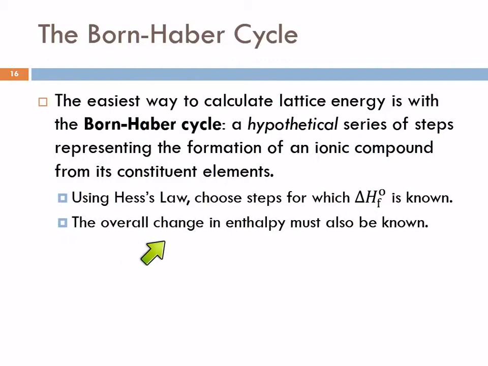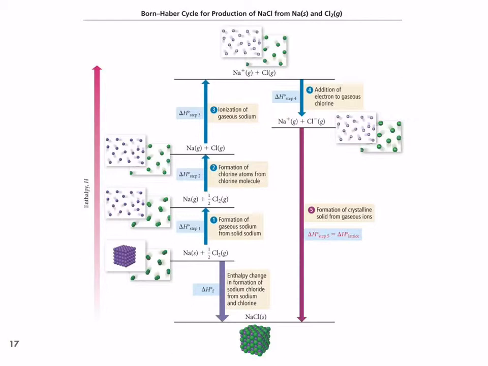We also need to know the overall change in enthalpy. So let's look at this. Down here we have sodium chloride solid. Here's enthalpy increasing as we go up. So if we're talking about forming sodium chloride, here's sodium metal and chlorine gas. This is where we're actually starting, and this is where we're actually ending up. All of this is imaginary. We're thinking about it. We don't actually do any of this.